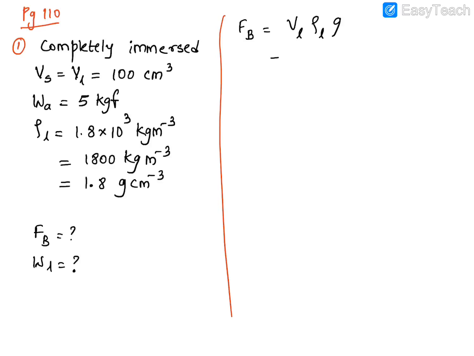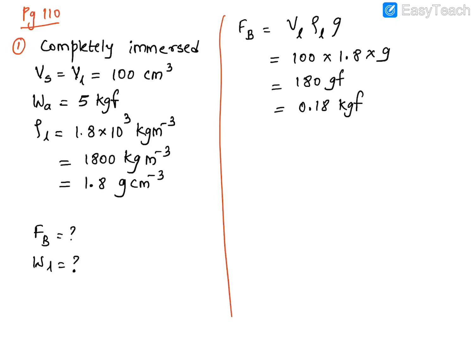Let's start solving. What's the volume of the liquid displaced? 100. What is the density of the liquid? 1.8. Into gravity. So that is 180 gf, which is equal to 0.18 kgf. I hope you all got how: divide by 1000 to convert gf into kgf. So we are done with the first part of the problem.